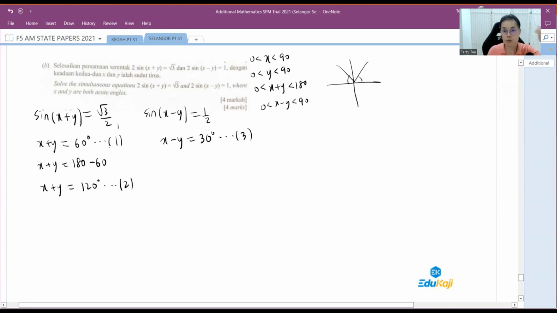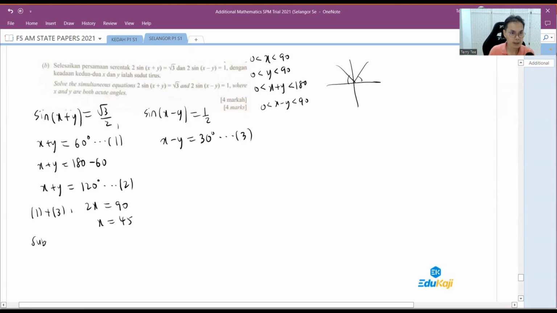Okay, we need to solve equation 1 and 3 and then 2 and 3. So let's do 1 and 3. So 1 plus 3: x plus x is 2x, 60 plus 30 is 90. First answer, x is 45.